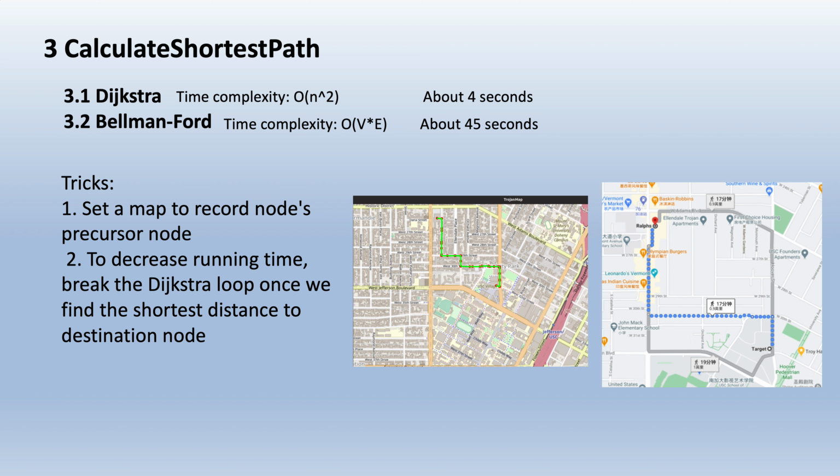In this function, I have two tricks. The first one is to set a map to record each node's precursor. The second trick is to decrease running time. We can break the Dijkstra loop once we have found the shortest distance to that destination.